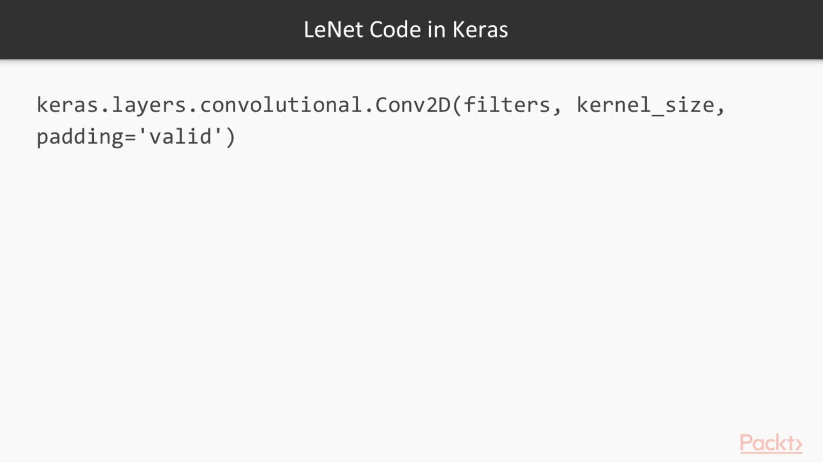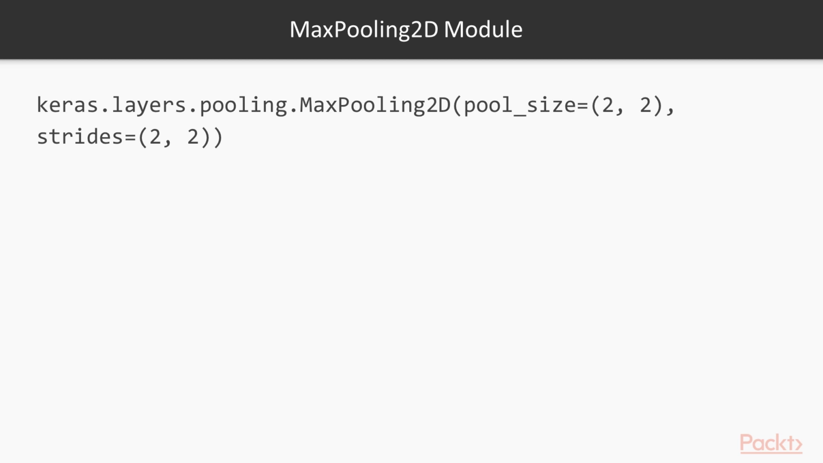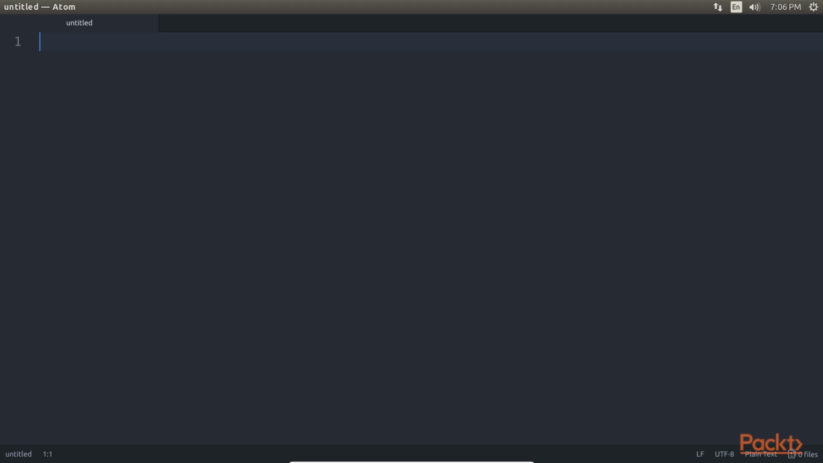LeNet code in Keras. To define LeNet code, we use a convolutional 2D module, which is this. In addition, we use a max pooling 2D module. Here, pool size, that is 2, 2, is a tuple of two integers representing the factors by which the image is vertically and horizontally downscaled. So, 2, 2 will halve the image in each dimension, and strides as 2, 2 is the stride used for processing. So now let's review the code.